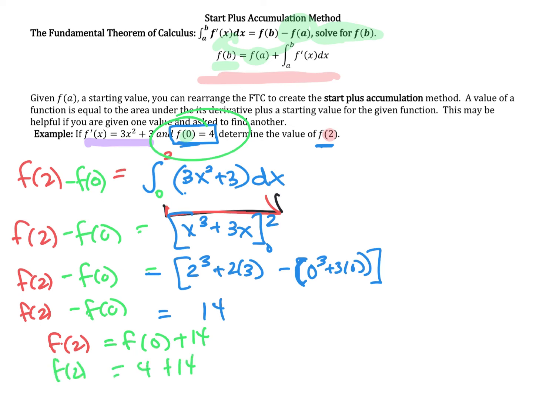What that means is that we can say that f of 2 is equal to 18. So again, instead of finding the full area, the area was 14. We were just being asked for a particular value, and that particular value was 18. Let's do another practice problem.